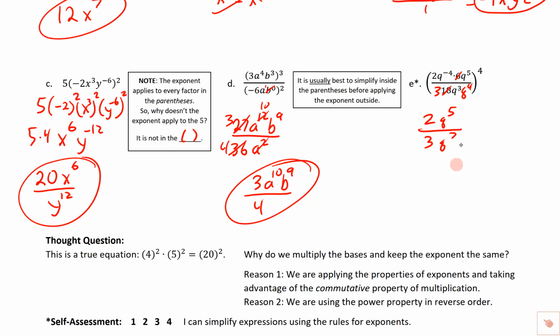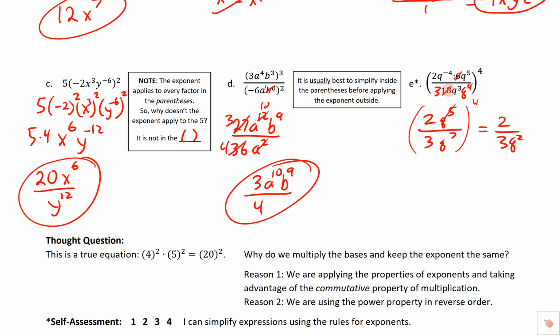Let's go ahead and finish simplifying this, because really this is still being raised to the 4th. So I'm going to end up with 2/3, and then we've got, let's see, there's 5 q's on the top and 7 q's on the bottom. These 5 are going to cancel with 5 of those, so that's going to leave q to the 2nd.